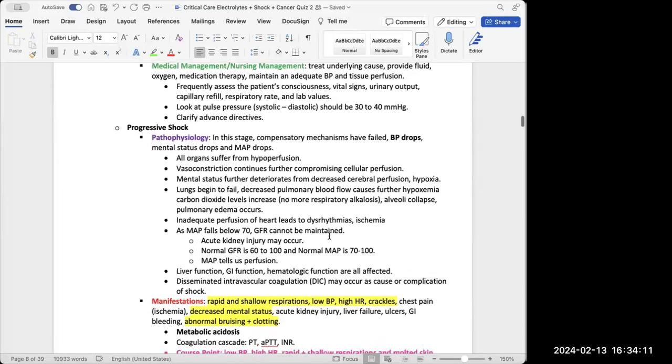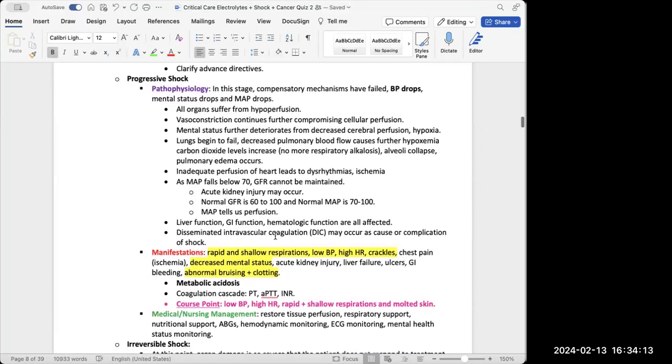The next thing is progressive shock. It's worse. This means that the compensatory mechanisms fail, so instead of the blood pressure and cardiac output being normal, the blood pressure drops. Characteristic manifestations of progressive shock are rapid and shallow respirations, a low blood pressure but still a high heart rate, and crackles, because now the lungs begin to fail because of the continued decreased perfusion to the lungs. We also have an even worsened mental status, so altered mental status is continuing.